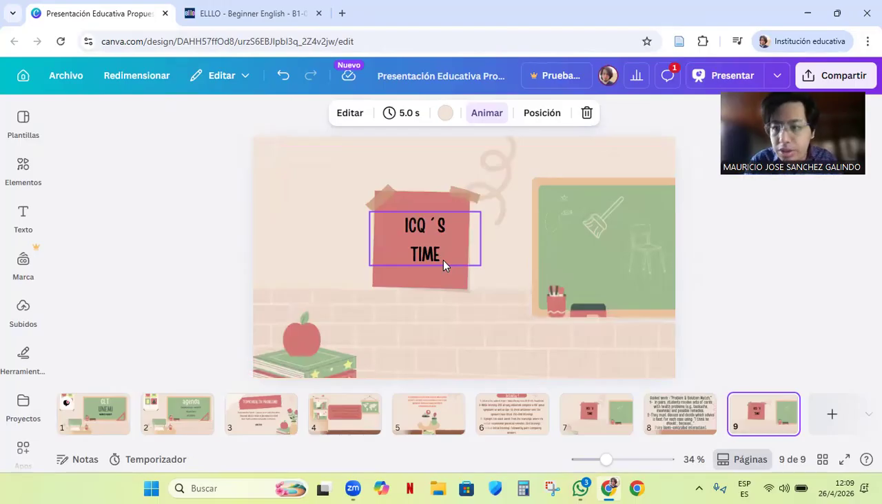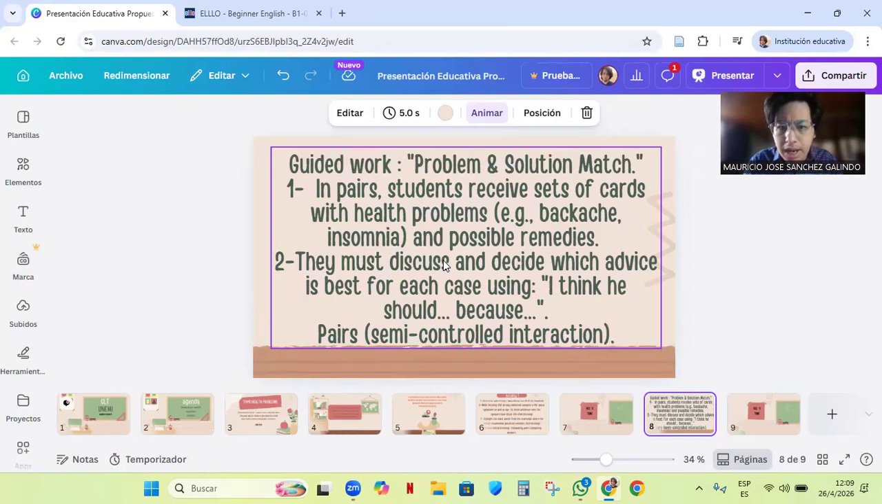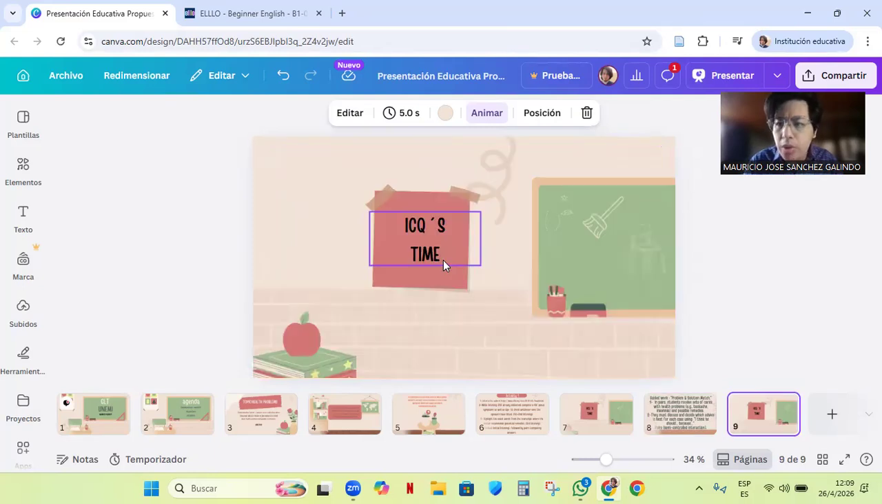Now, quick questions, super quick questions. Is this activity done in pairs or individually? Perfect. It is done in pairs. Now, another question. Are you going to be given a set of cards or do you have to come up with the problems? Perfect. You're going to be given a set of cards. Well done. Final question to check this. Which grammar do you have to use? Perfect. Shouldn't. Well done, my dear students.